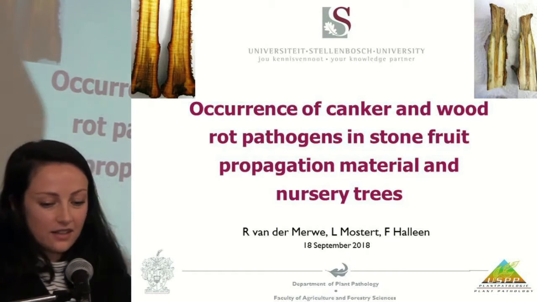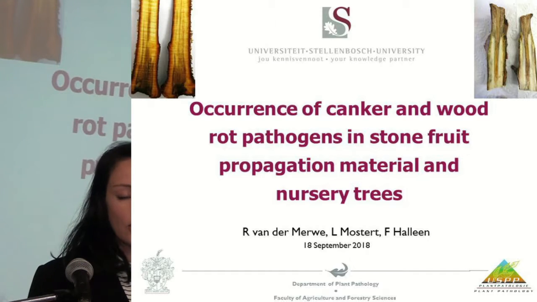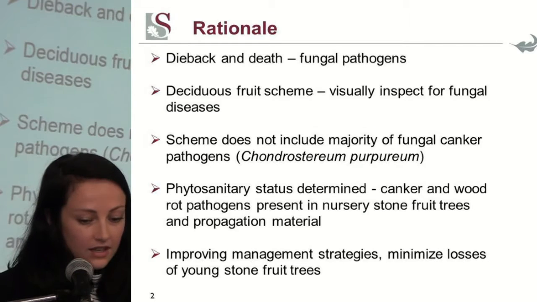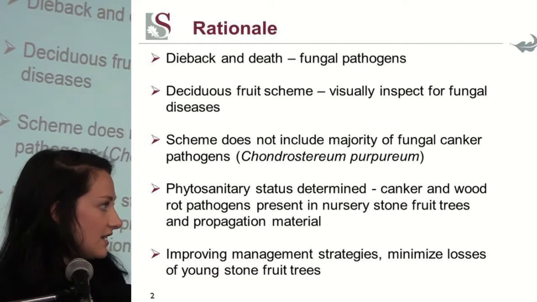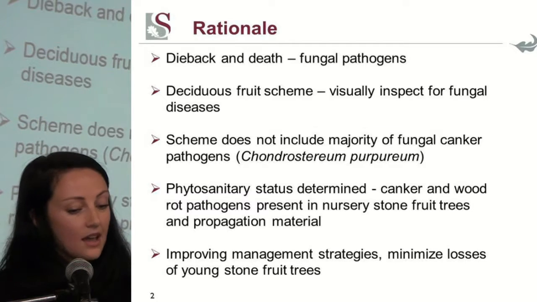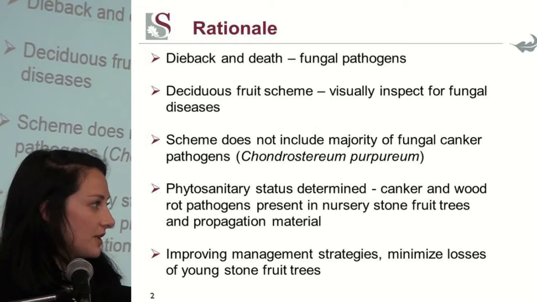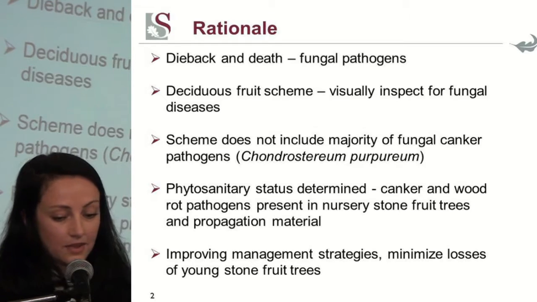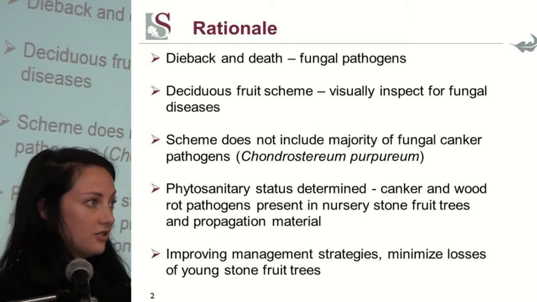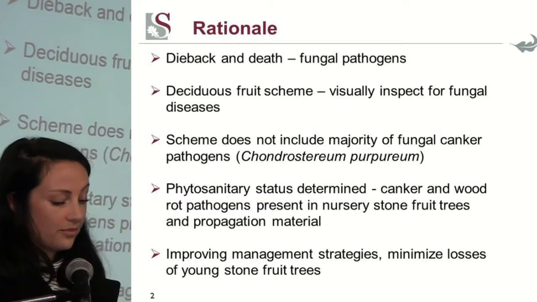I'll be presenting research on the occurrence of canker and wood rot pathogens on stone fruit propagation material and nursery trees. Dieback and, in severe cases, death of young stone fruit trees can be caused by different fungal pathogens. As part of the deciduous fruit scheme, nursery trees are visually inspected for fungal diseases. This scheme does not include the majority of fungal canker pathogens, but it does include Chondrostereum purpureum, which is one of the wood rot pathogens.